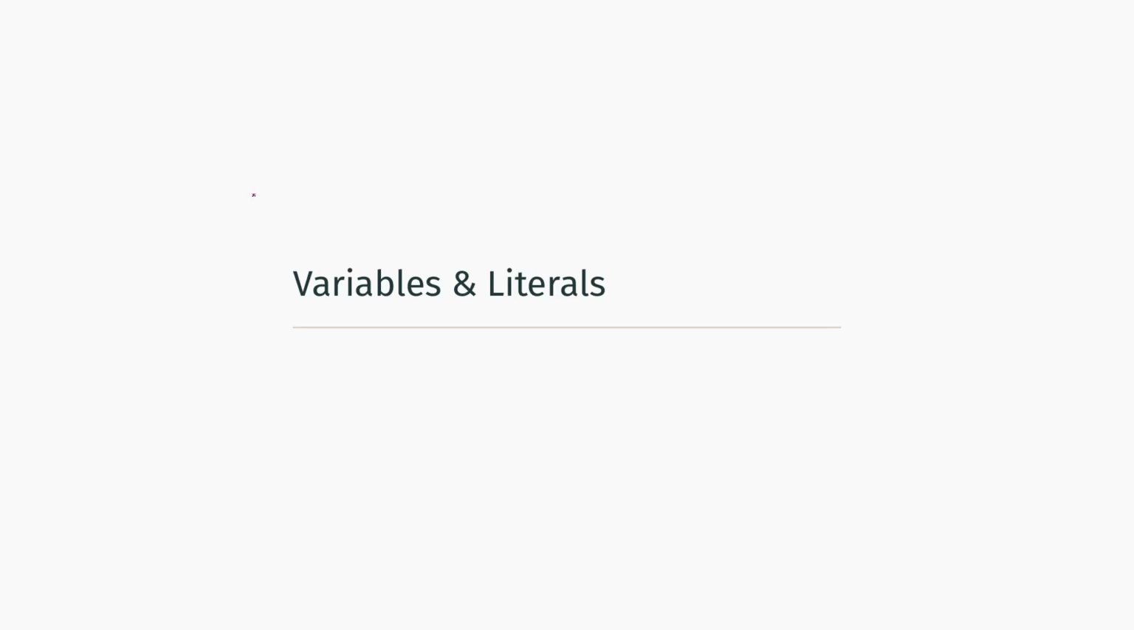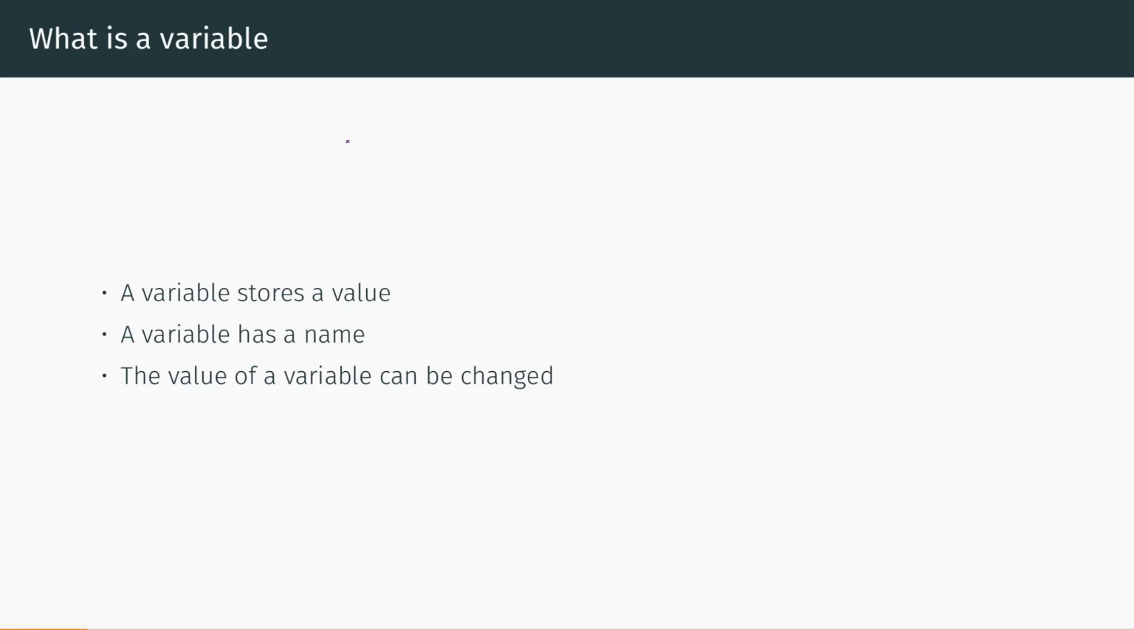So the first thing we'll talk about is variables, and when we talk about variables, we'll also talk about something called literals. It's just a fancy name essentially for constant data, something that's not a variable. So it's like constant data, the data that does not change. So what is a variable? A variable stores a value.